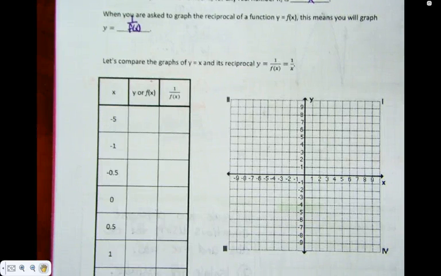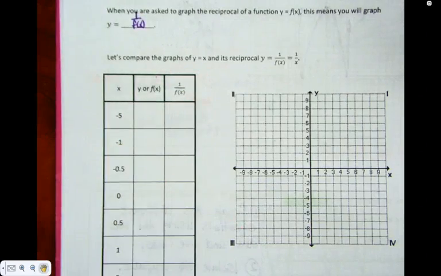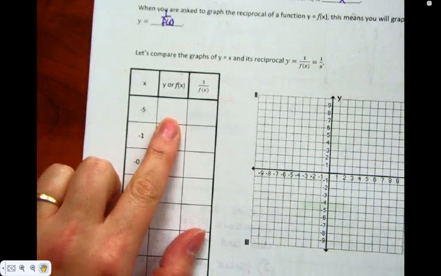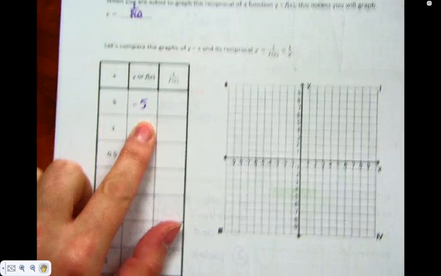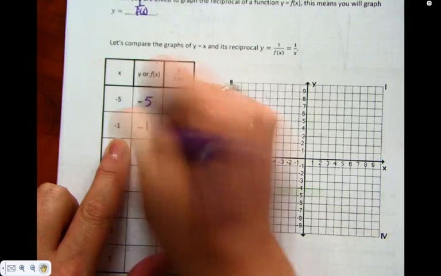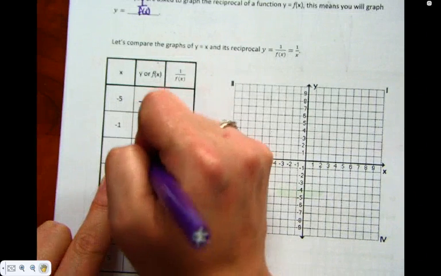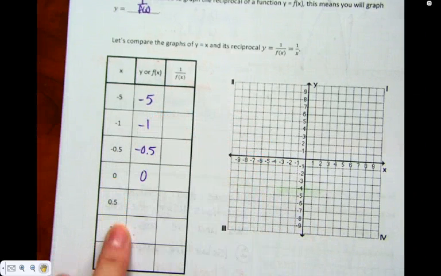We're going to start with the most basic linear function, which is y equals x, and then we'll take the reciprocal and see what happens. So let's just get the first function. If x equals negative 5 and y equals x, what's y? Negative 5. And if x equals negative 1? And if x equals negative 0.5? And if x equals 0? 0.5?